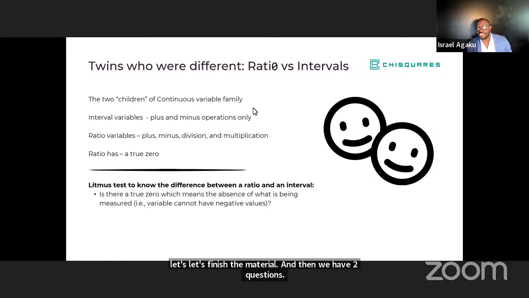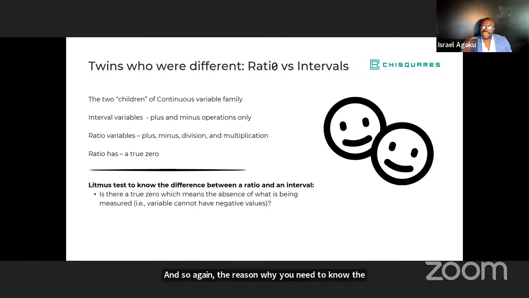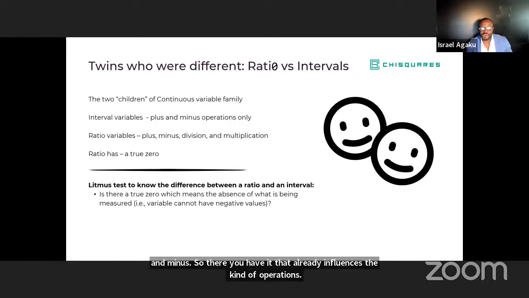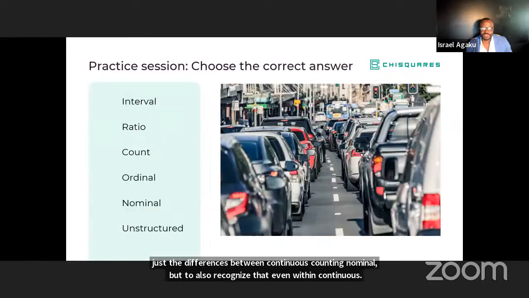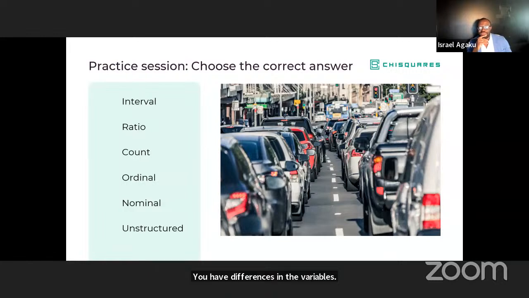And so again, the reason why you need to know the difference between ratio and intervals is because that affects the kind of analysis you can do with them. So remember, we're saying that the session today is focused on descriptive analysis, right? Which is all about how do we summarize the data? Well, like we said, with interval variables, you can only do plus and minus operations. So there you have it. That already influences the kind of operations that you can do with them. So it's important to know not just the differences between continuous, count, ordinal, and nominal, but to also recognize that even within continuous, you have differences in the variables.